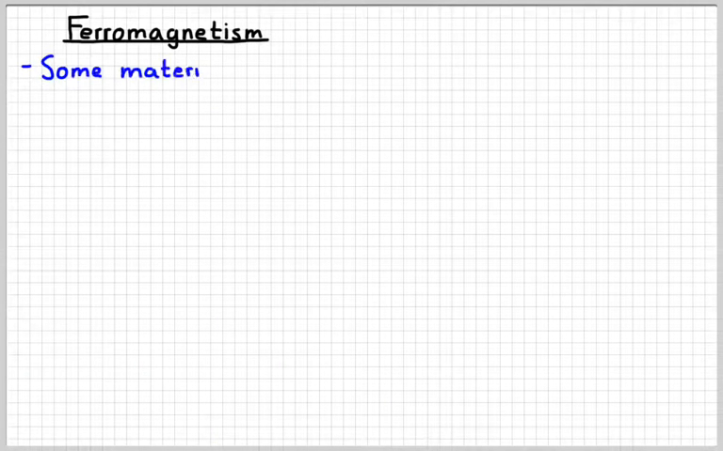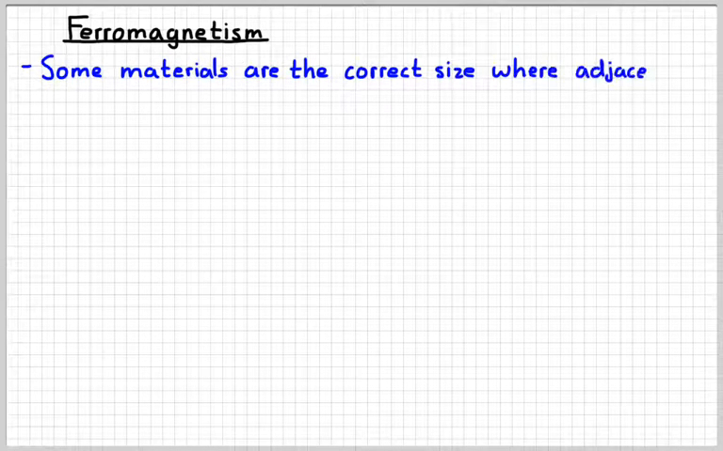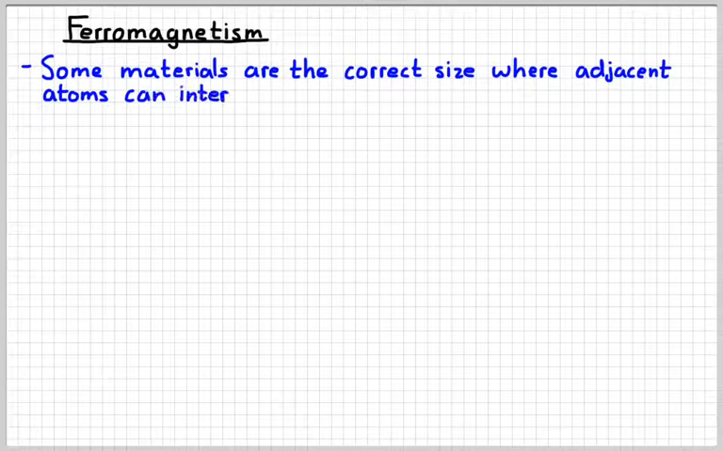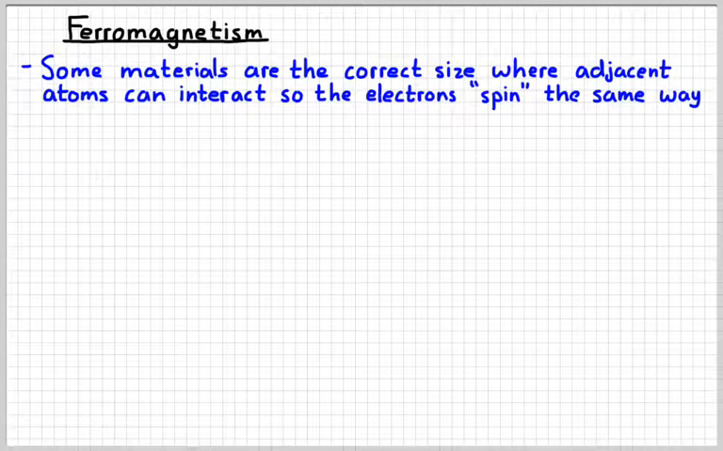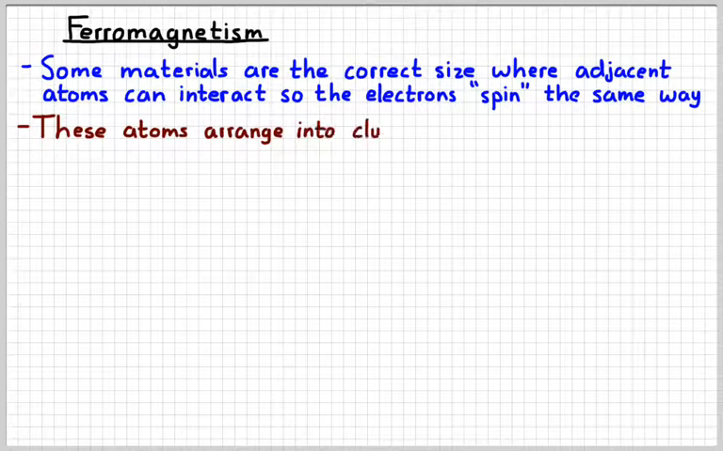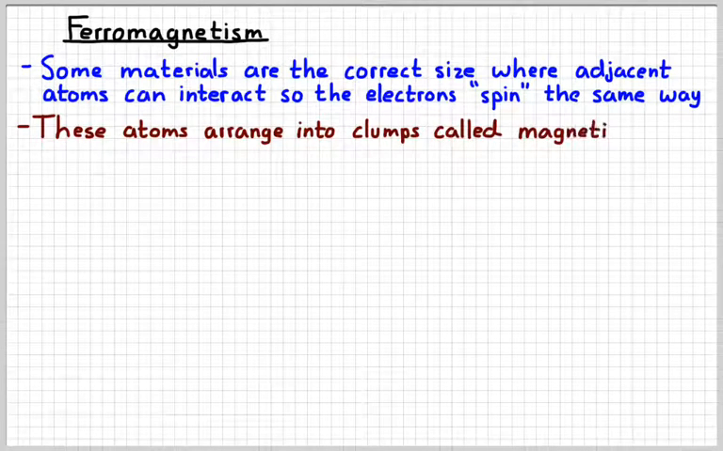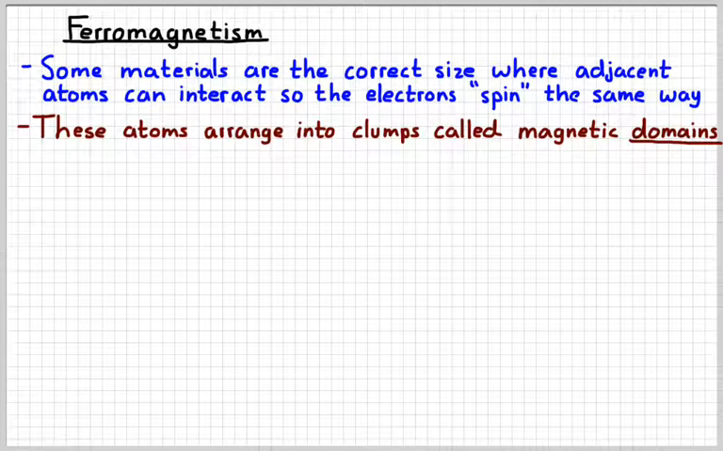Now the important materials we need to know about are ferromagnetic materials. These are materials which for some reason, it's really hard to understand, and so we're not going to try, where adjacent atoms can interact somehow so that the electrons have a magnetic field or spin that are the same direction. Basically, the atoms will cooperate with each other and arrange themselves into a clump, which is called a magnetic domain. So domain is the really, really important key thing here. We need to be able to draw what the domains look like in a ferromagnetic material.